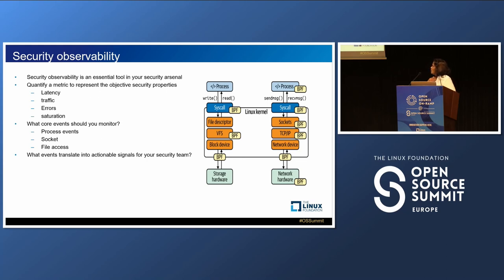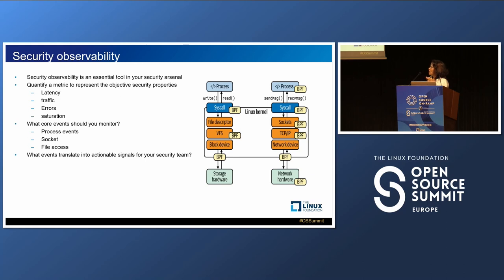Okay. So when we say security observability, means observing the system from a security point of view, how do we quantify a metric to represent the security properties as such? Some of the metrics that come broadly defined are latency, traffic, errors, and saturation. So we're going to look at these metric items when we talk about security observability. From the point of view of these properties, we can do the analysis as such.